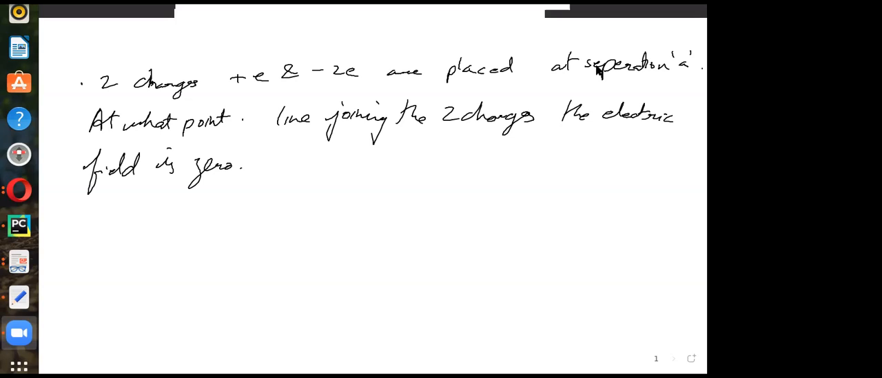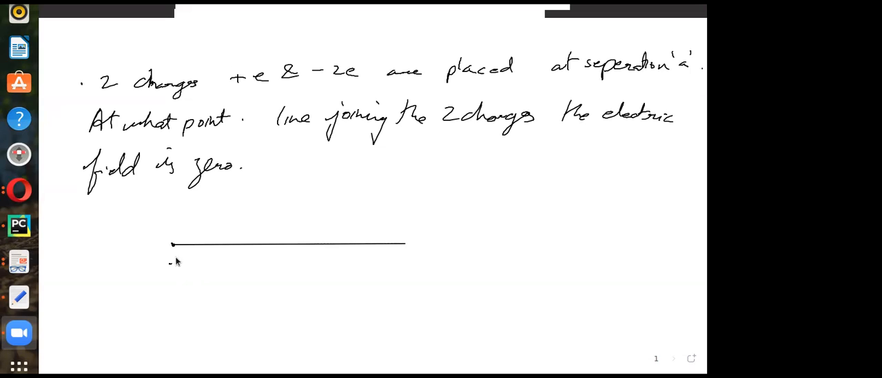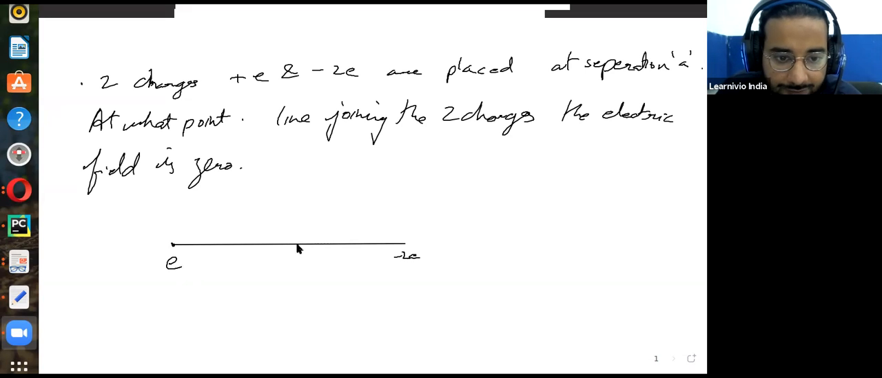It is given that the point is somewhere in between these two charges. Yes, absolutely true. How do you know that? And where is the electric field going to be zero?